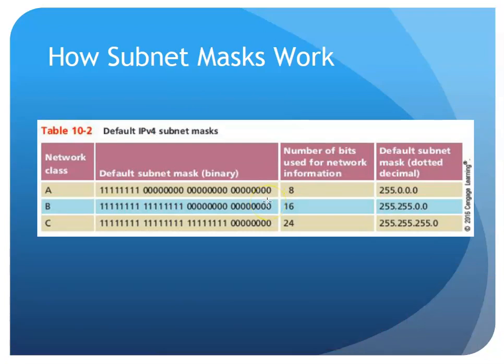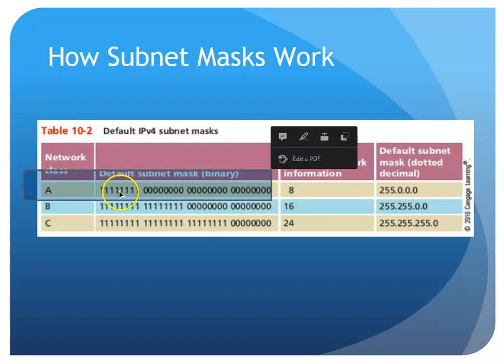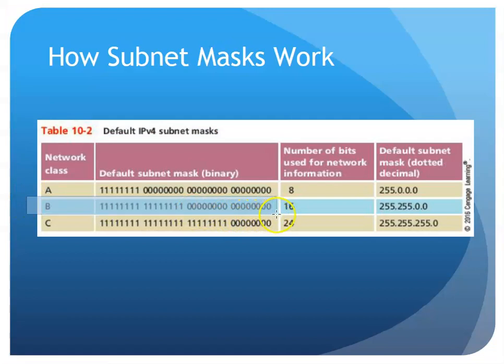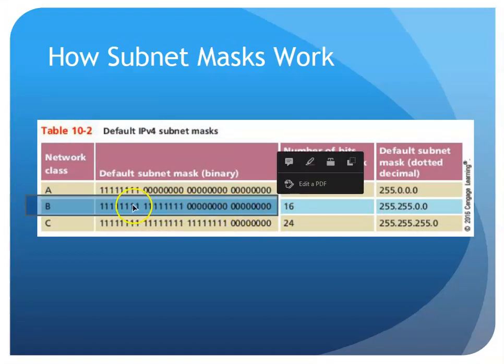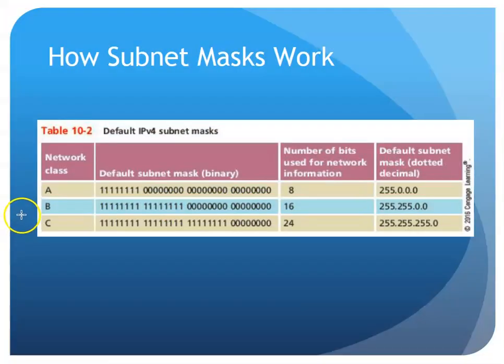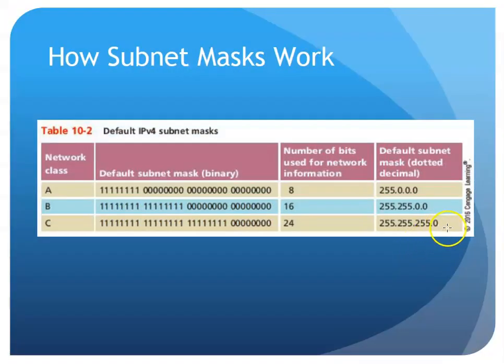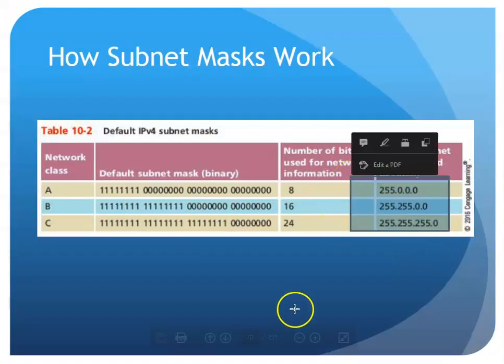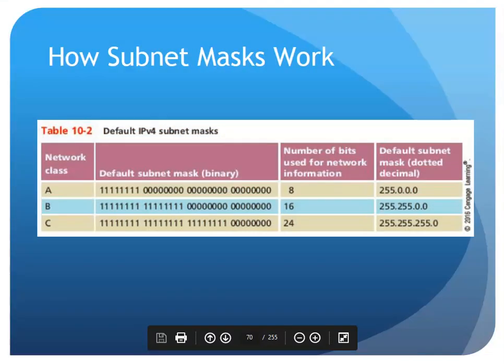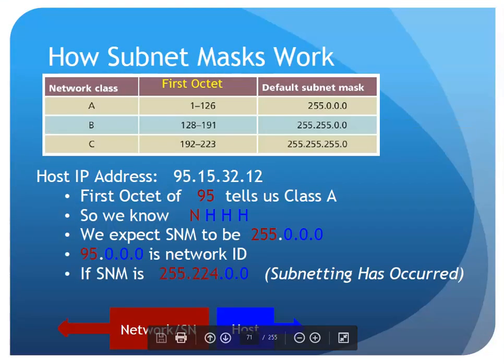So hopefully, again, you remember from 120 and earlier this chapter, the default subnet mask for Class A is network host host host, 255.0.0.0. We should also hopefully remember Class B is network network host host, so 255.255.0.0. And Class C, 255.255.255.0, so network network network host. And over here are the decimal equivalents of those. Those are all the normals. We need to remember the normals to know if subnetting has occurred.